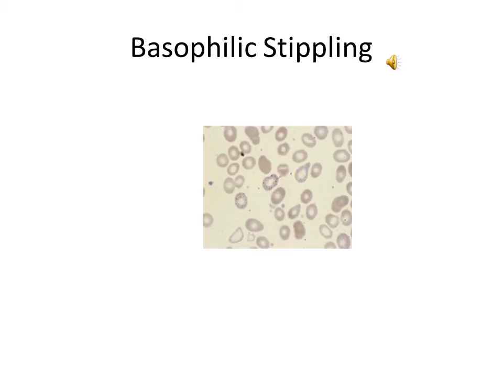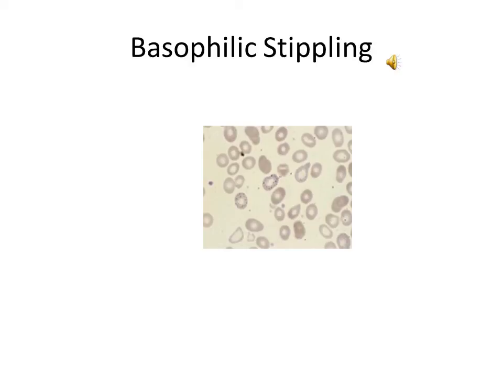Aggregates of ribosomes appear as stippling as the cells are drying in preparation for microscopic examination. Basophilic stippling may be found in any condition showing defective or accelerated heme synthesis, such as alcoholism, thalassemias, megaloblastic anemias, and arsenic intoxication. It is also considered a characteristic feature in the diagnosis of lead poisoning.